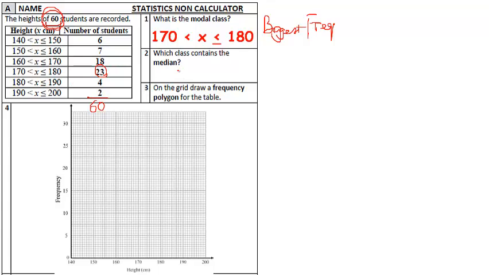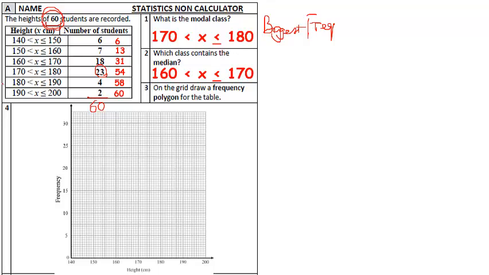Question 2, which class contains the median? We know there's 60 of them, right? The median is going to be the middle person, which is person number 30. If I add up the values as I go down, the first 6, then 6 add 7 is 13. That's the first 13. So I haven't come across the 30th person yet. The 30th person is definitely not in the first two groups. 13 add 18 gives me 31. So the 30th person is going to be in this group here, 160 to 170. I work out the rest anyway, and there it is, 160 to 170. Okay, make sure you're comfortable with that and you are able to do it.